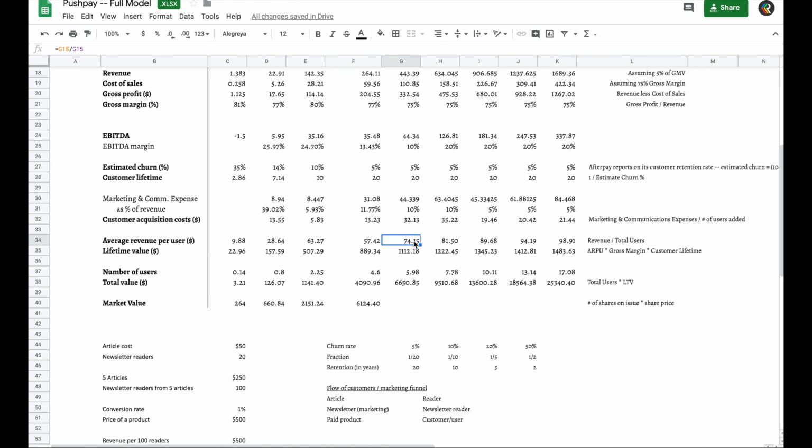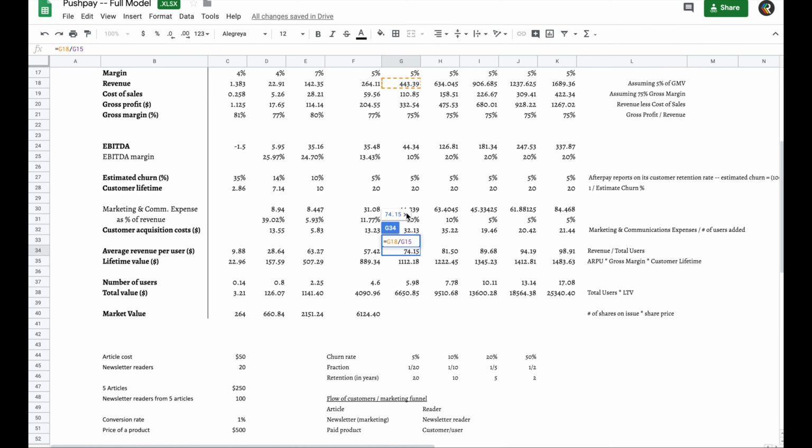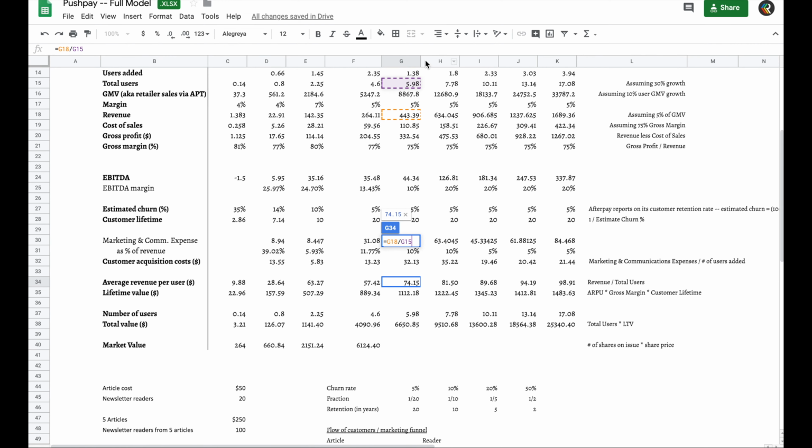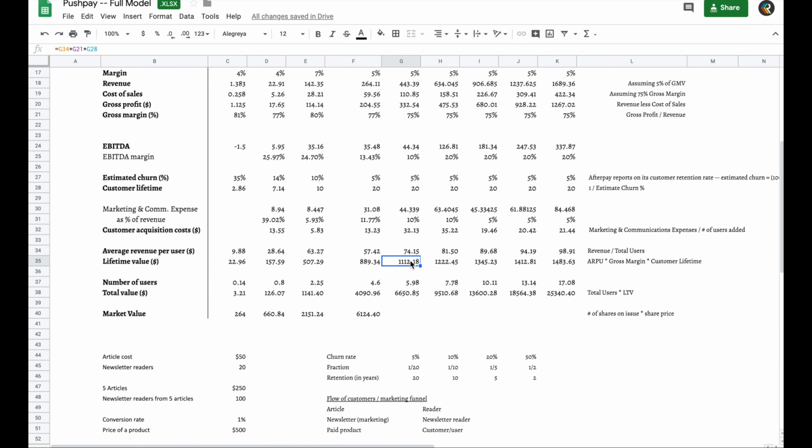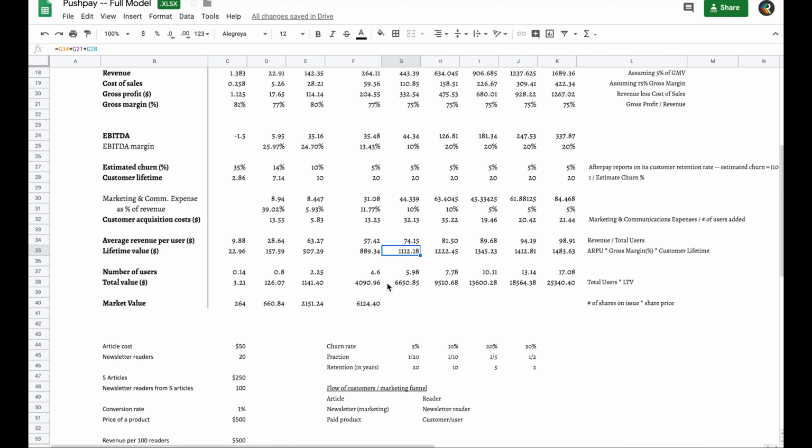Okay, so we can estimate the average revenue per user by getting revenue and dividing it by the total number of users. It's pretty simple, right? You have this number of users, we earn this much in revenue, therefore one divided by the other gives you the revenue per user. Now we have the lifetime value, which comes from the formula that we have here: average revenue per user multiplied by the gross margin in percentage terms multiplied by the customer lifetime. Simple, right?